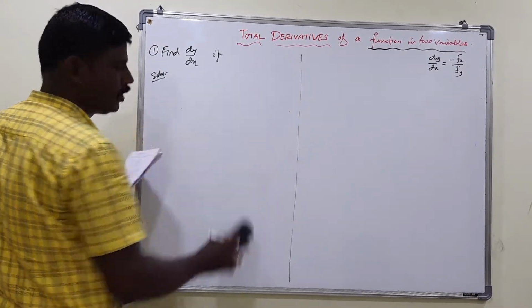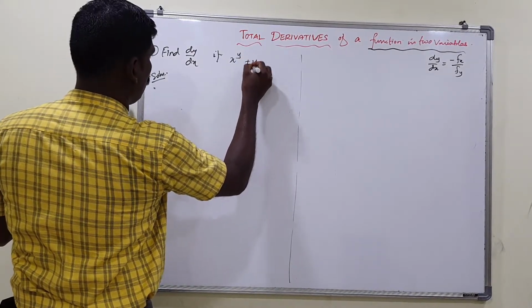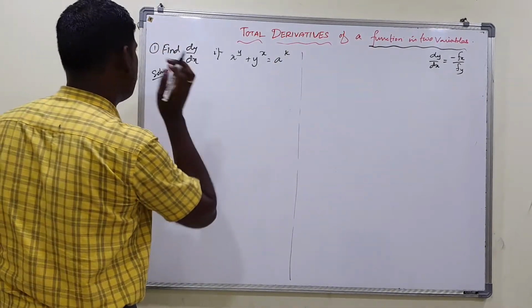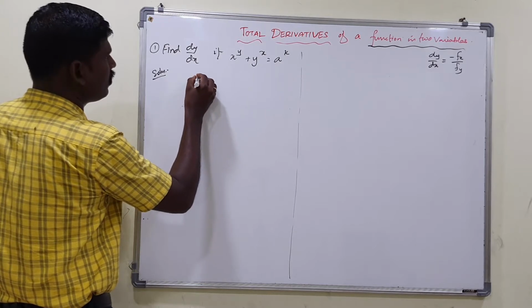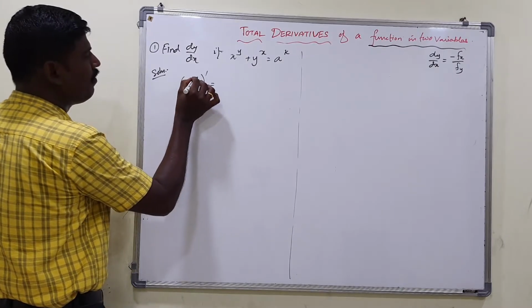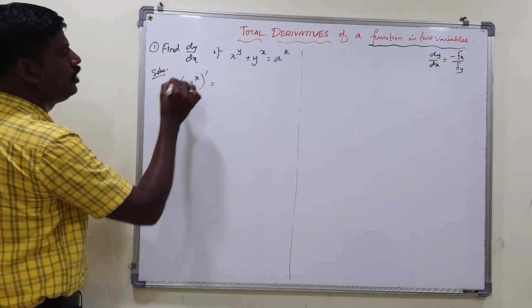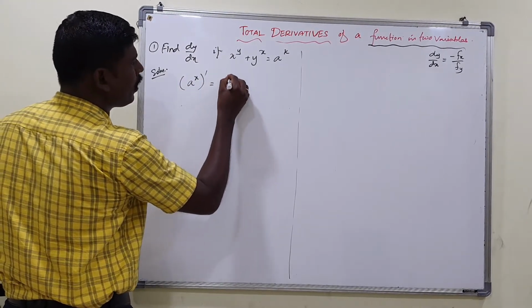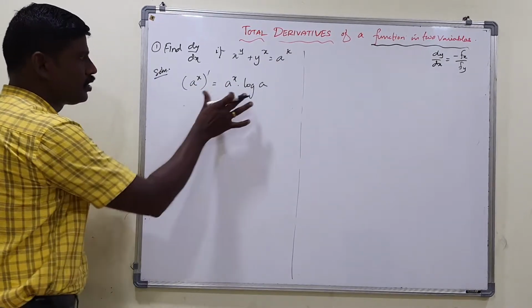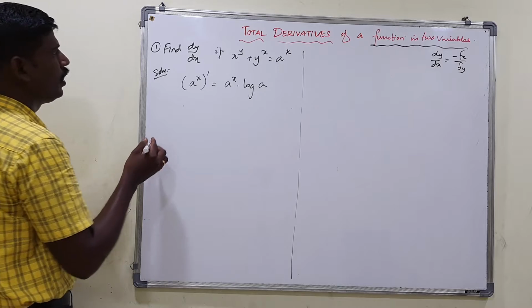The next problem is also the same as that one: x to the power y plus y to the power x equal to a power k. Before going to the problem, first you should know the derivative of a power x. What is the derivative of a power x? Here a is treated as a constant, and x is the variable in the power. Then the derivative of a power x is a power x into log a. So you have to keep this derivative formula in your mind. Let us go to solving this problem. Okay, right? Solution.